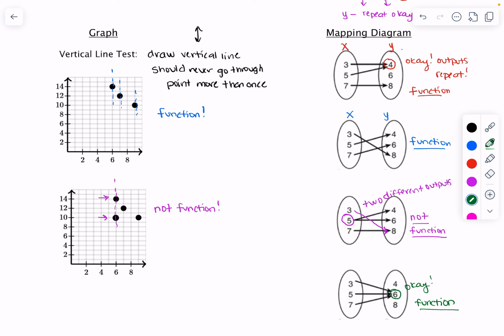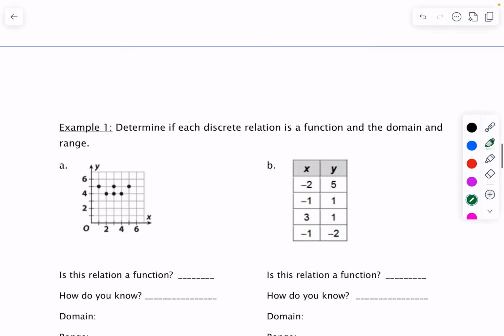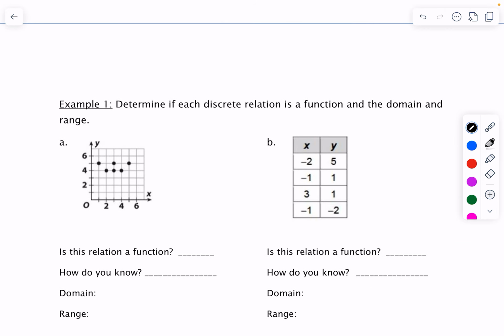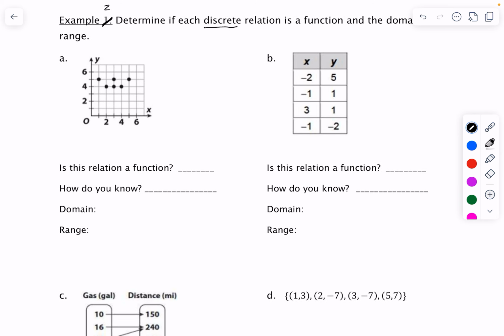The last thing I want to be able to do is combine all this information together with domain and range. So this should say example 2. Typo on my part. Example 2 says determine if each discrete relation is a function and find the domain and range. For letter A, I'm going to do my vertical line test to determine if it's a function or not. If I draw a vertical line, that's okay. That second one's okay, but that third one, we've got 2 different inputs, so that is a no.